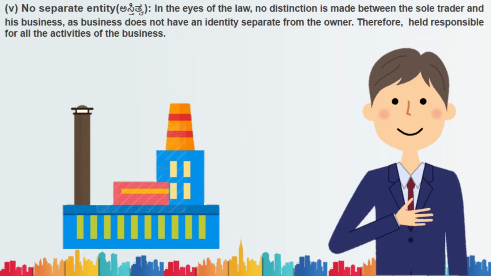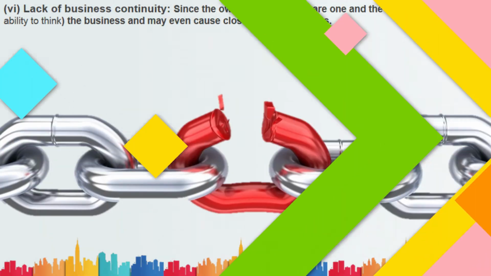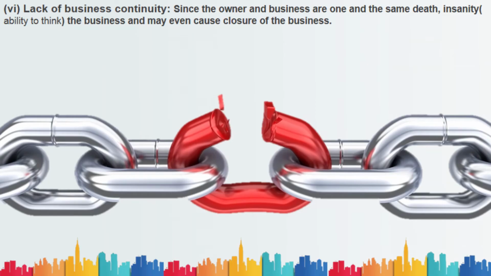In the perspective of law, in the law's eye, there is no separation between you and the business. According to law, you and the business are one. Because of that, the business doesn't have any identity. That's why an owner is responsible for all the aspects, all the activities held in a business or a firm. Moving on to the next one, that is lack of business continuity.